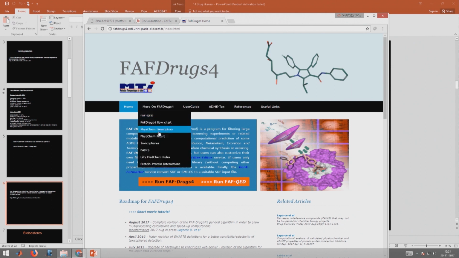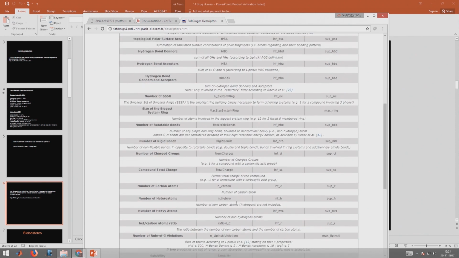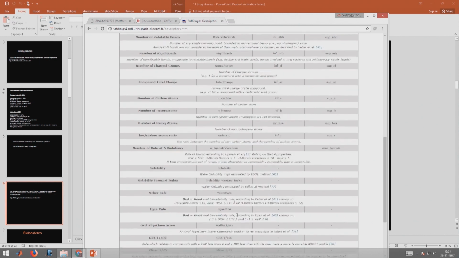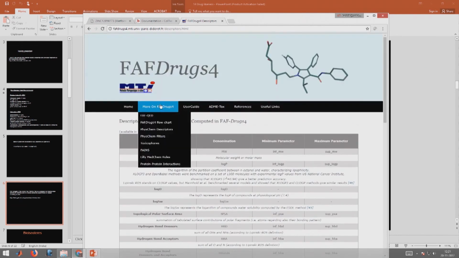We can use physical chemistry descriptors, as you can see: molecular weight, log P, log D, log solubility, polar surface area, hydrogen bond donors, hydrogen bond acceptors, total hydrogen bonds, number of rings, smallest and biggest ring system, number of rotatable bonds, carbon atoms, heteroatoms. Hetero means hydrogen not included. Number of heavy atoms, hetero to carbon atom ratio, Egan's rule, oral physical chemistry. So we can do a lot of descriptor calculations, okay. We can even do filtering based on the descriptors, okay.